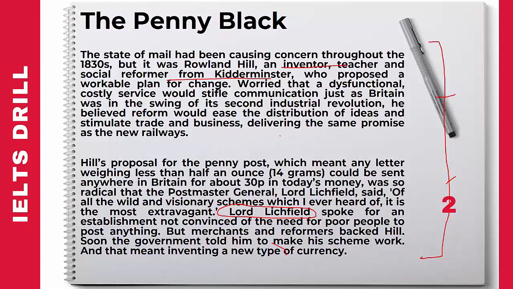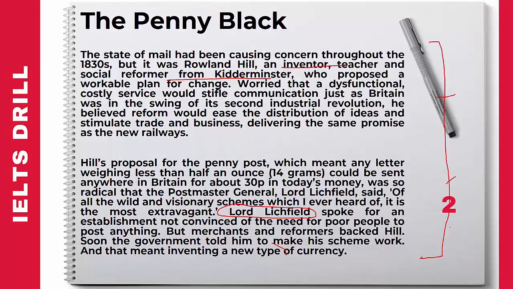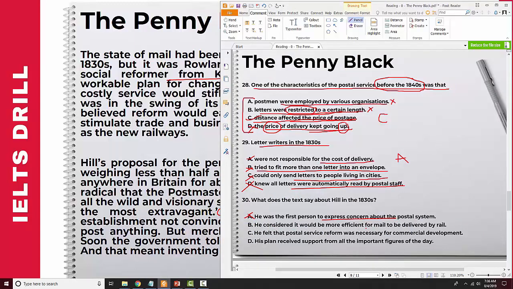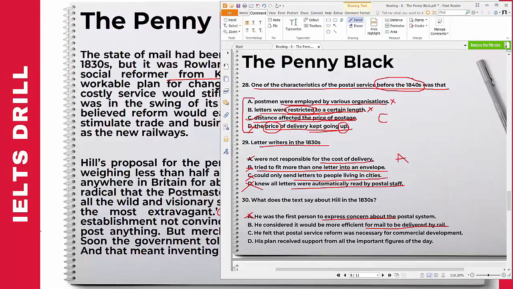Okay, fine. But it doesn't say anything about the first person to express concern over the postal system. So that's not correct. It says he considered it would be more efficient for mail to be delivered by rail. It talks about mail and rail, but it doesn't necessarily establish this connection. So he's not talking about railway being used as a means of delivery. He's only saying that there is a second revolution coming in, and that's why it is important to expedite mail. So this is also not correct.